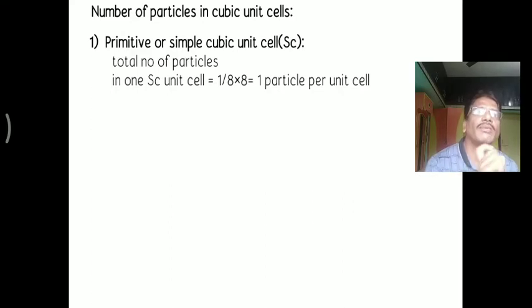So how is that 1 particle present per unit cell? If you consider the cube, the cube has 8 corners, and at each corner there is 1 particle. That means the simple cubic unit cell contains 8 particles at 8 corners, as studied earlier. So each particle present at the corner is shared with the 8 neighboring unit cells.